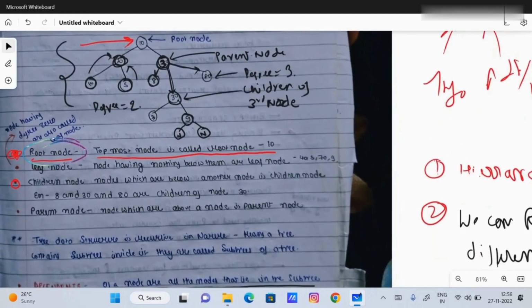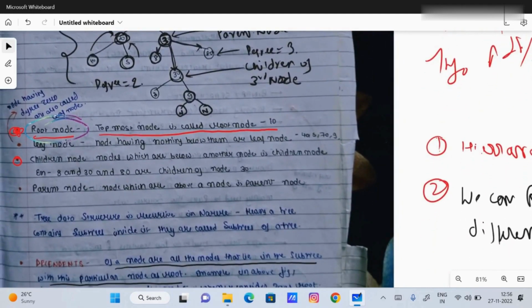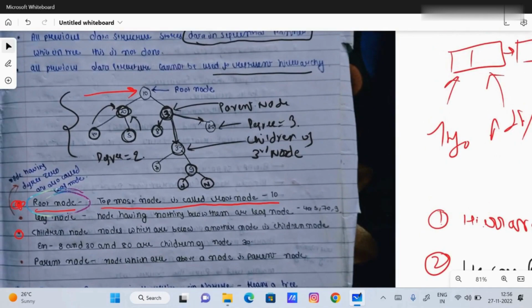Now, the basic definitions that we have talked about. First is the root node. I told that the uppermost node is known as the root node, below which all the nodes are attached. Second, leaf node. Nodes having nothing below them are known as leaf nodes. For example, here 40, 5, 8, 70 and 9 are all leaf nodes, below which no nodes are available.